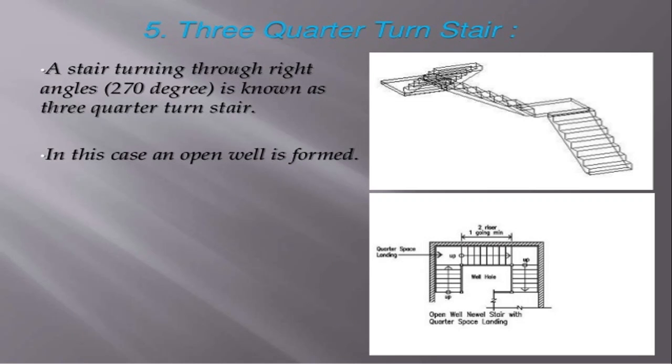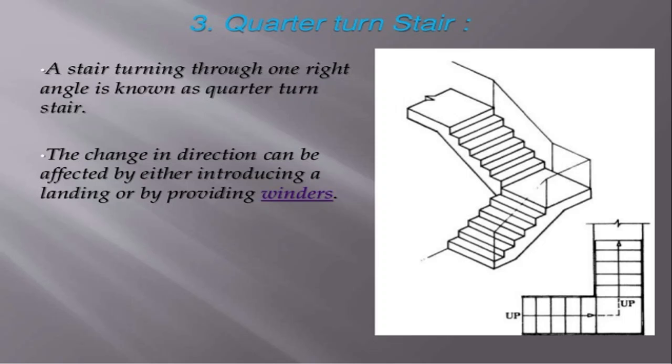Next is three-quarter turn staircases. As I already told you, see in this picture. One flight is moving to a particular place and a landing is provided. Another flight is provided, landing, and another flight is provided, and will connect to your another floor. So the stair turning through right angles, 270 degrees, is known as three-quarter turn. So the first one is quarter turn stairs, a single right angle is provided.